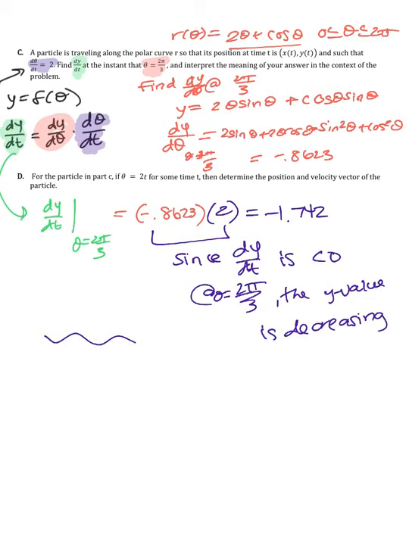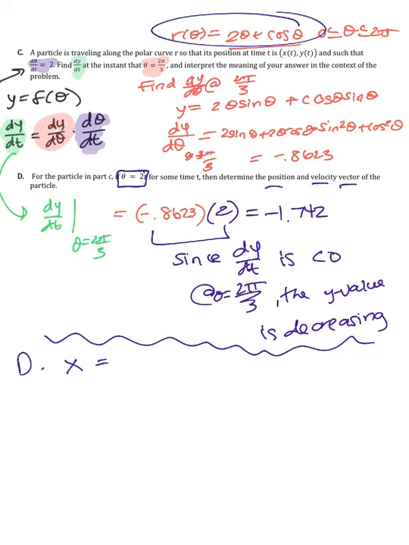All right, and then let's just come down here and create some space for D. I think I can fit D here. For part D, it says for the particle in part C, so the particle we just found, if theta is equal to 2t for some time t, then determine the position and velocity vectors of our particle. So let's first define what x is.